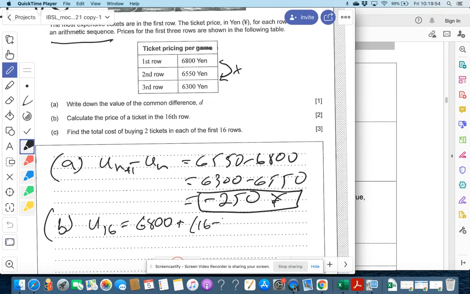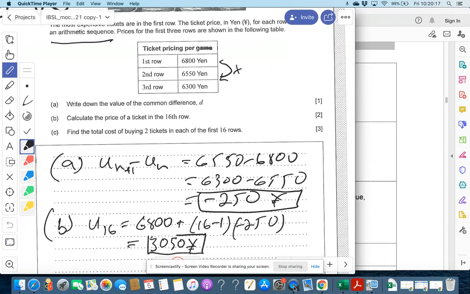16 minus 1, n minus 1 times negative 250. Okay, so when I do that calculation, the prices are getting cheaper and cheaper. I'm going to get down to 3050 yen for that question.